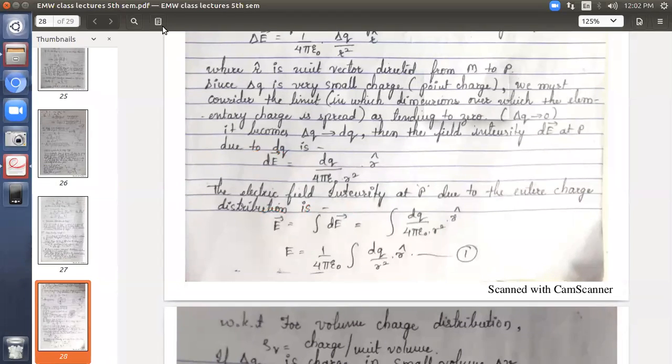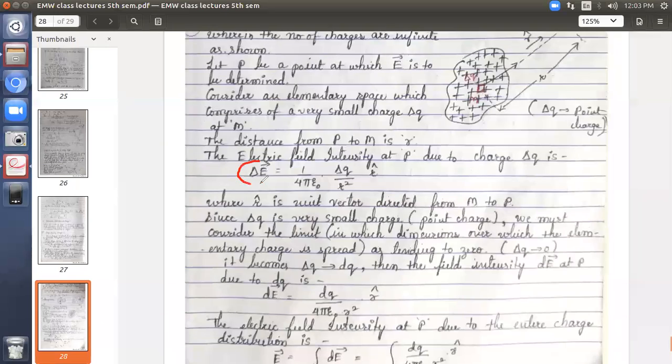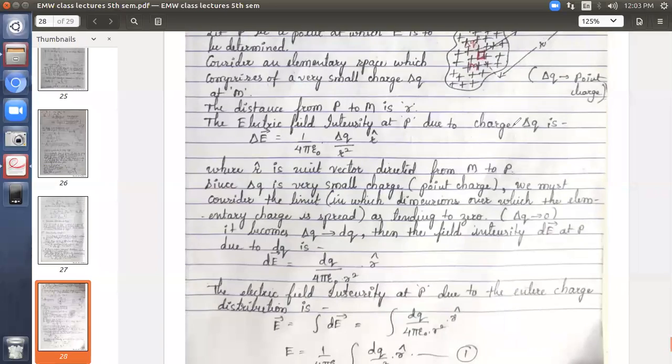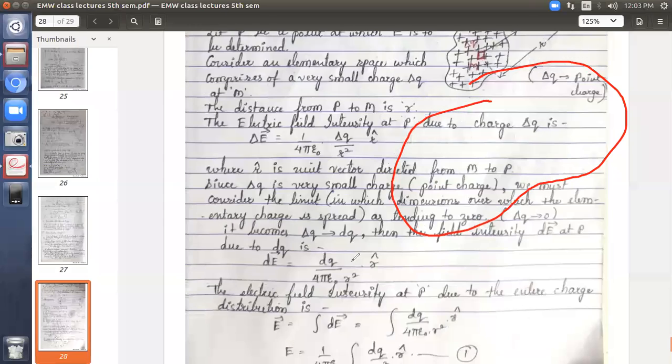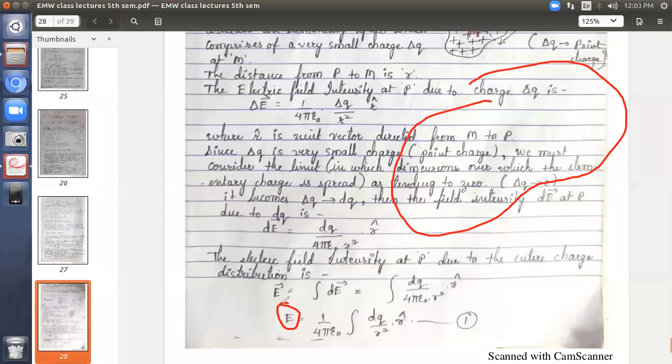Any doubts still here? Unmute and answer me, no problem. The only important thing here is you should remember how this del has been changed to d. When you apply this limit, delta will become d. Any doubts? Shall I move to the next? Till equation 1, hope you understood. Using this particular figure, we have got this electric field equation E.